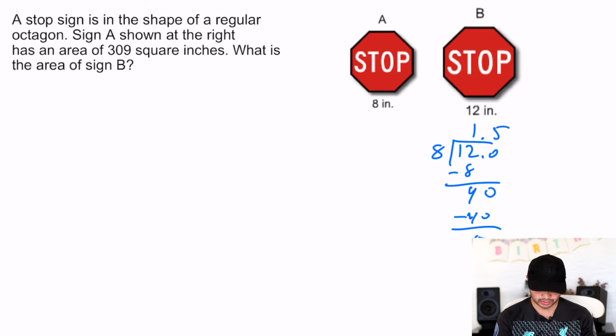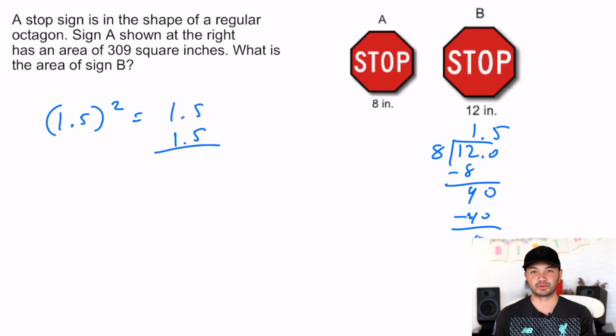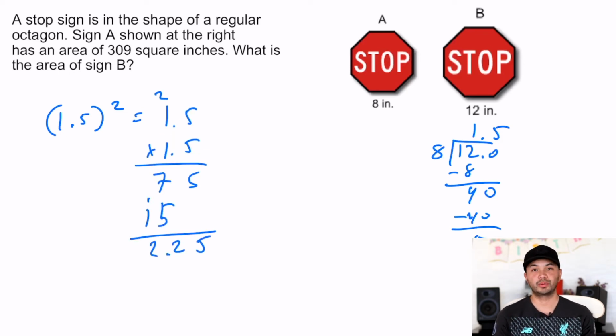Okay, so let's work over here. It's going to be 1.5 squared. So what does 1.5 squared mean? That means 1.5 times 1.5. If I do that, it's going to be 2.25. Okay, so 2.25, that's how much bigger stop sign B will be.